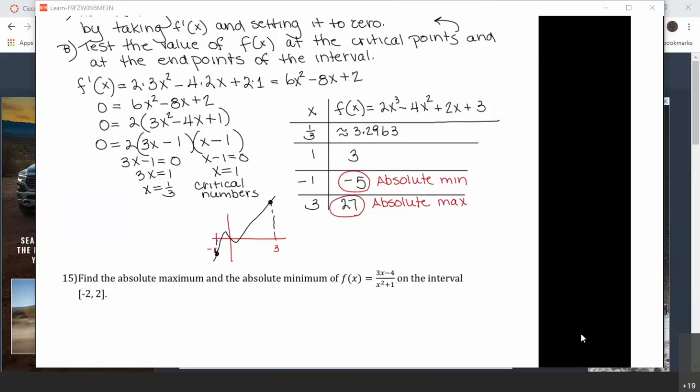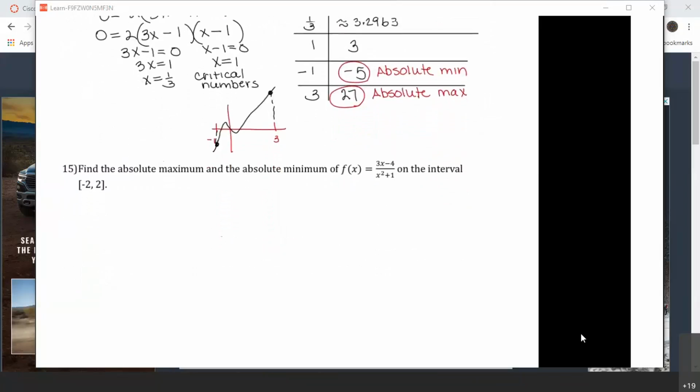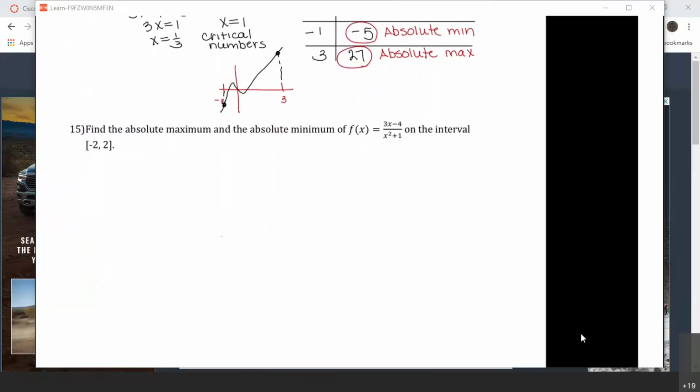Okay, I'm going to do 15. Only because 15 is a different type of function. And I know it's a lot easier to do this stuff with polynomials, but let's try one with a rational function. So this is a rational function.